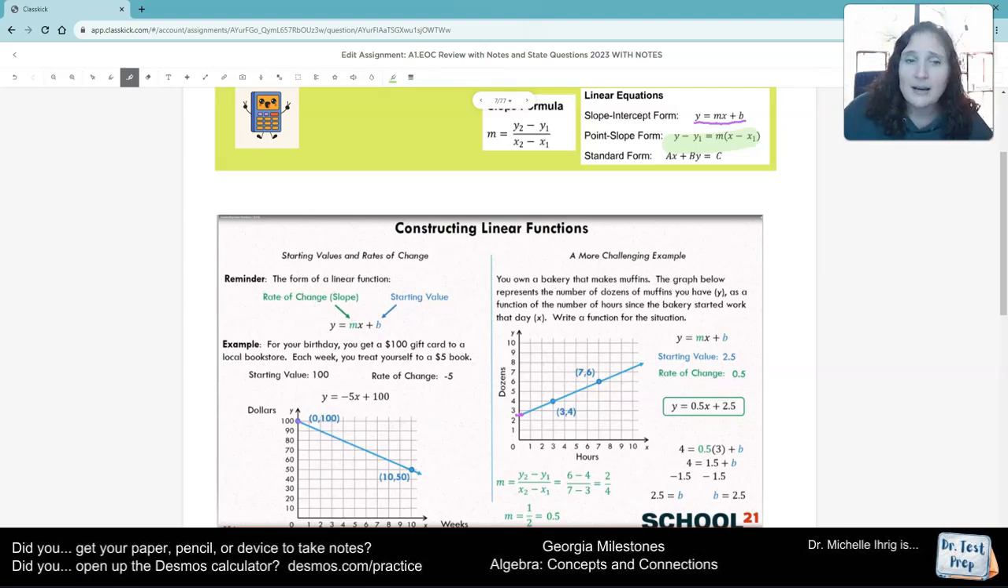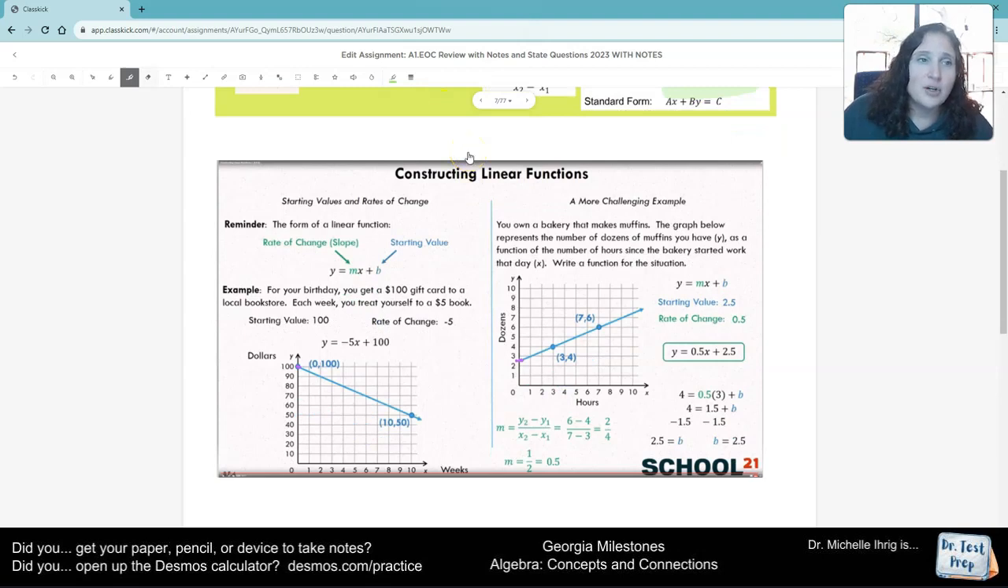All right, let's take a look at comparing and constructing these linear functions. So one of the things that you will need to know how to do is interpret what functions mean. For example, if we take a look here, it says for your birthday you get $100. That $100 is your starting or initial value. Anytime you have a y-intercept, that's where we start. So we're starting at $100.